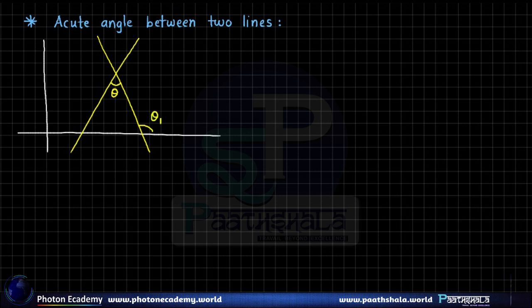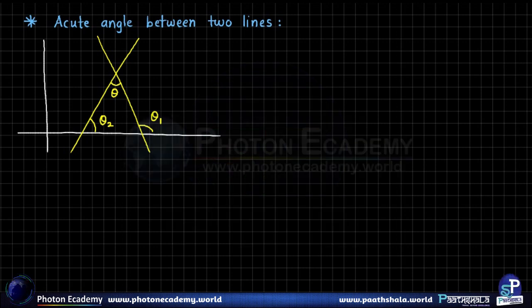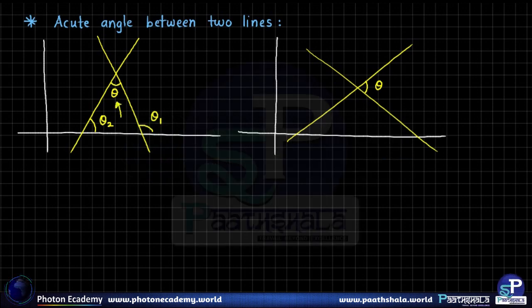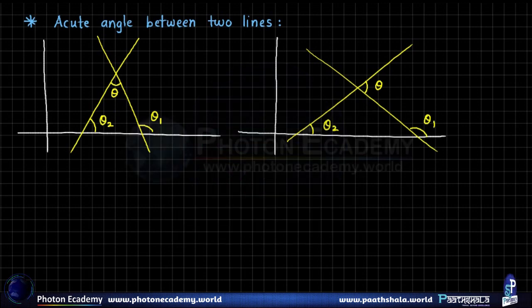Now let's consider theta 1 and theta 2 as the inclinations of the two lines. So this is of course case 1. There is another possibility also, that is, you may have the lines oriented in such a way that the acute angle between them lies in this manner. Here it was on top of the triangle formed, and here it is outside the triangle. The inclinations are still the same for the two lines, that is theta 1 and theta 2. Now let us see these two cases and find an expression for the angle between them.